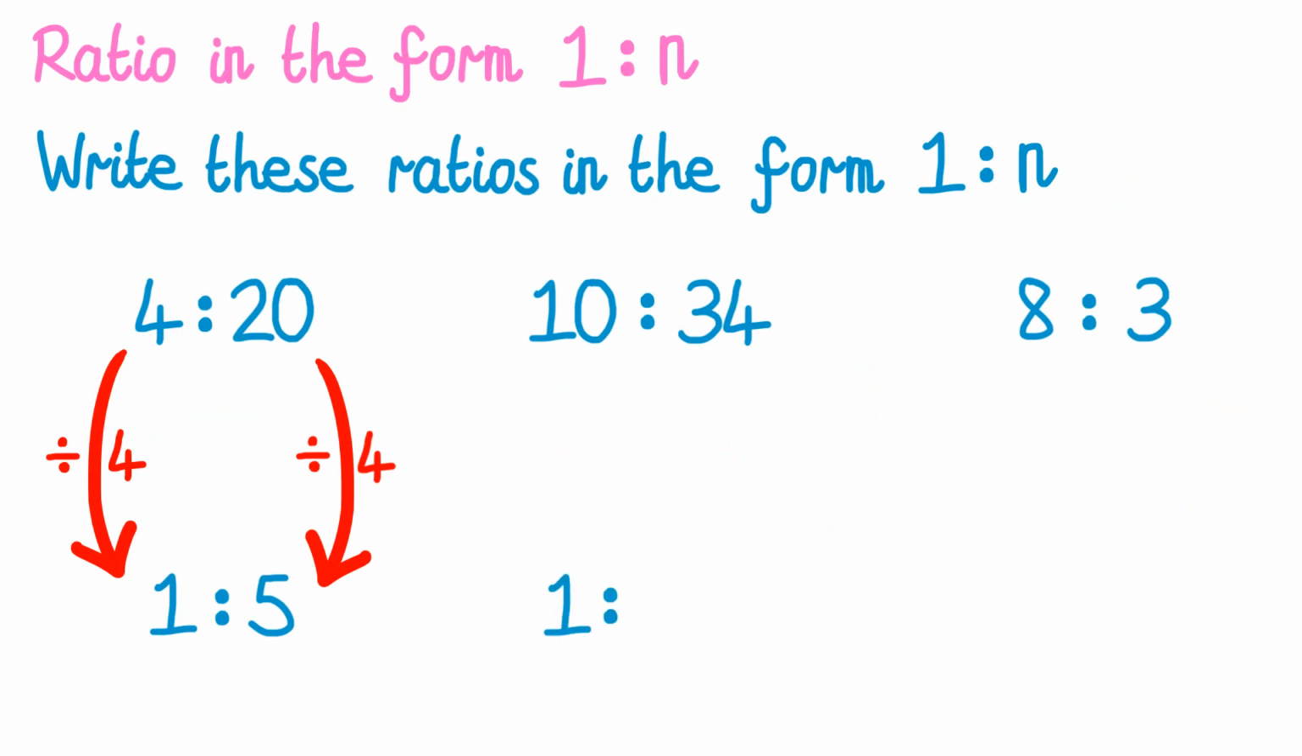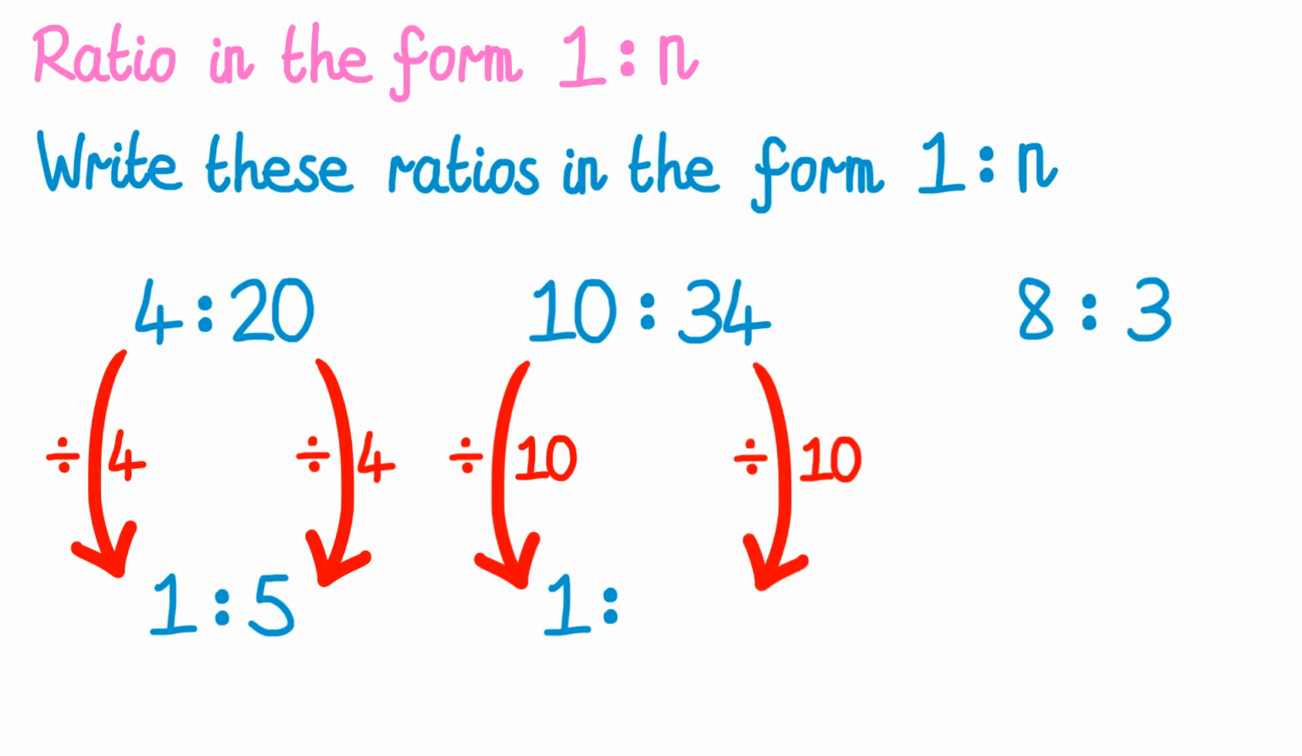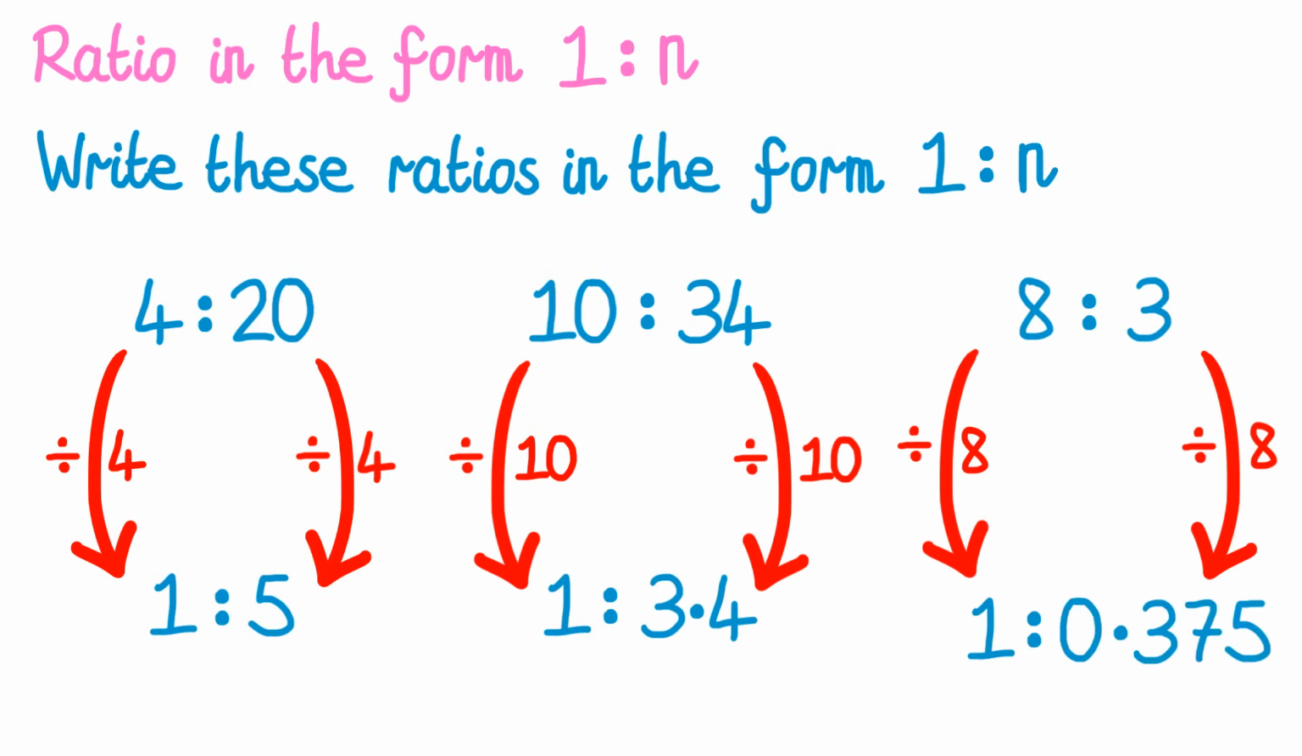For this next one, it's the 10 that needs to turn into a 1, so 10 divided by 10 is 1, and 34 divided by 10 is 3.4. Don't be worried if you get a decimal here, that's okay. For this next question, the 8 needs to become a 1, so 8 divided by 8, that's 1, and 3 divided by 8, that's 0.375.